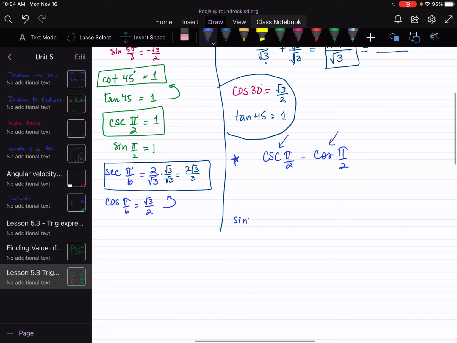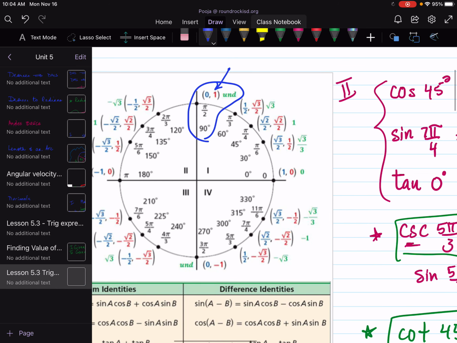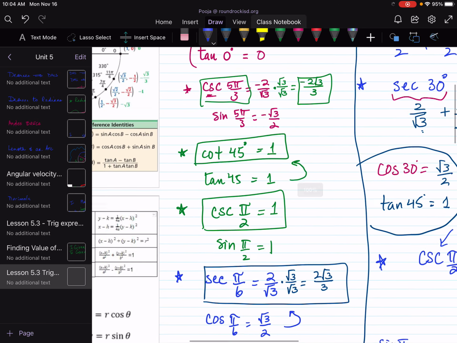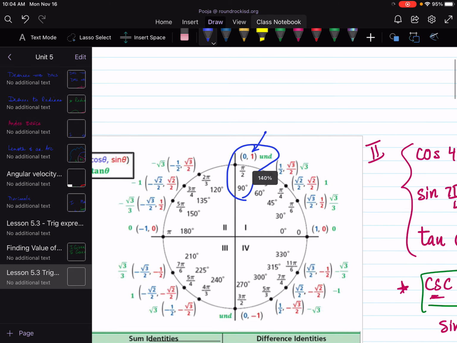On the side, I'm going to find sine of pi over 2. Pi over 2 is right here. Sine is the y coordinate, so it's 1. And 1s are easy to flip. So if I flip this, it's still a 1. Beautiful. Minus, now cosine of pi over 2.